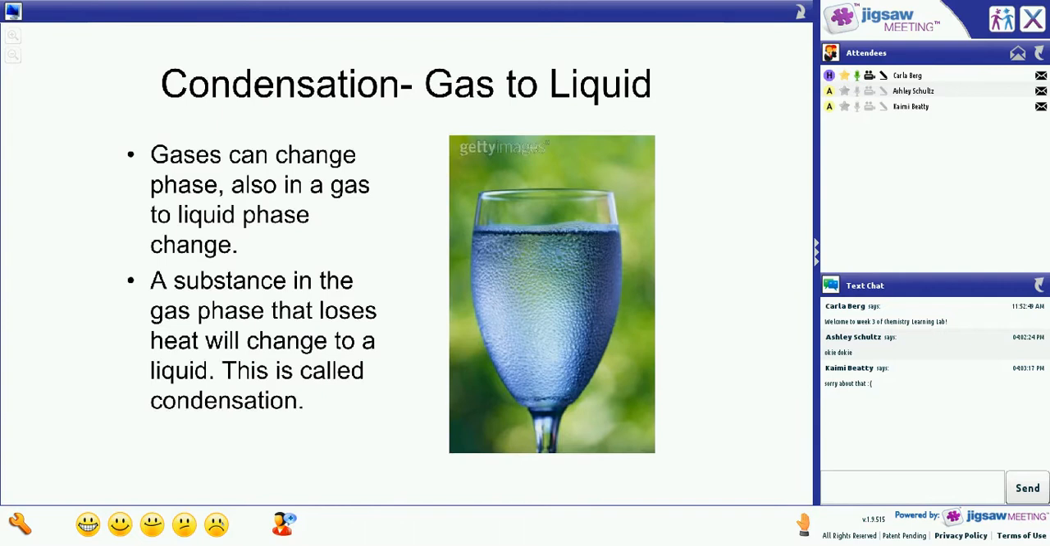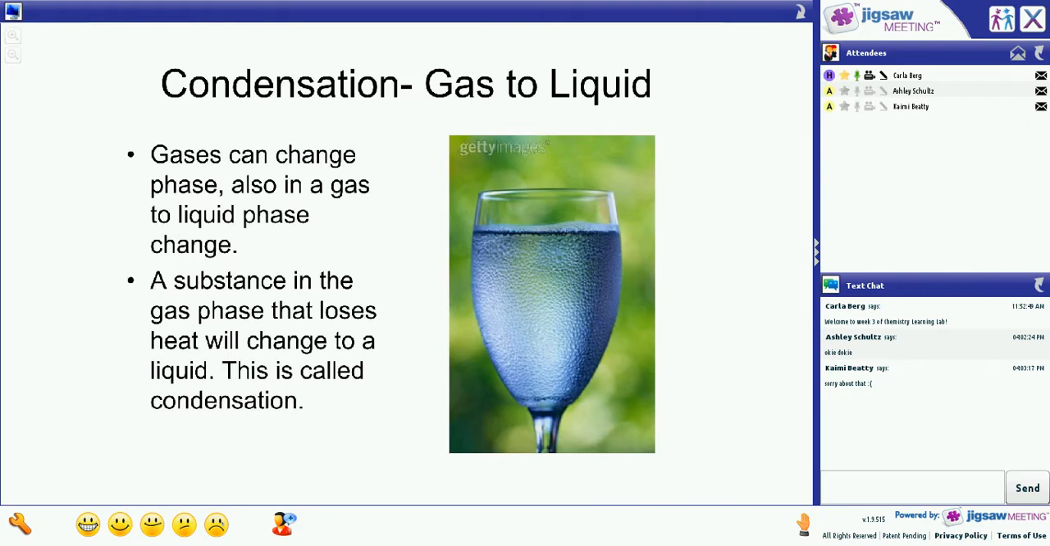So now condensation is when gas changes to a liquid. So gases can change phase also in a gas to liquid phase change. A substance in the gas phase that loses heat will change to a liquid. This is called condensation. Now, how many of you have ever held a glass of something very cold?